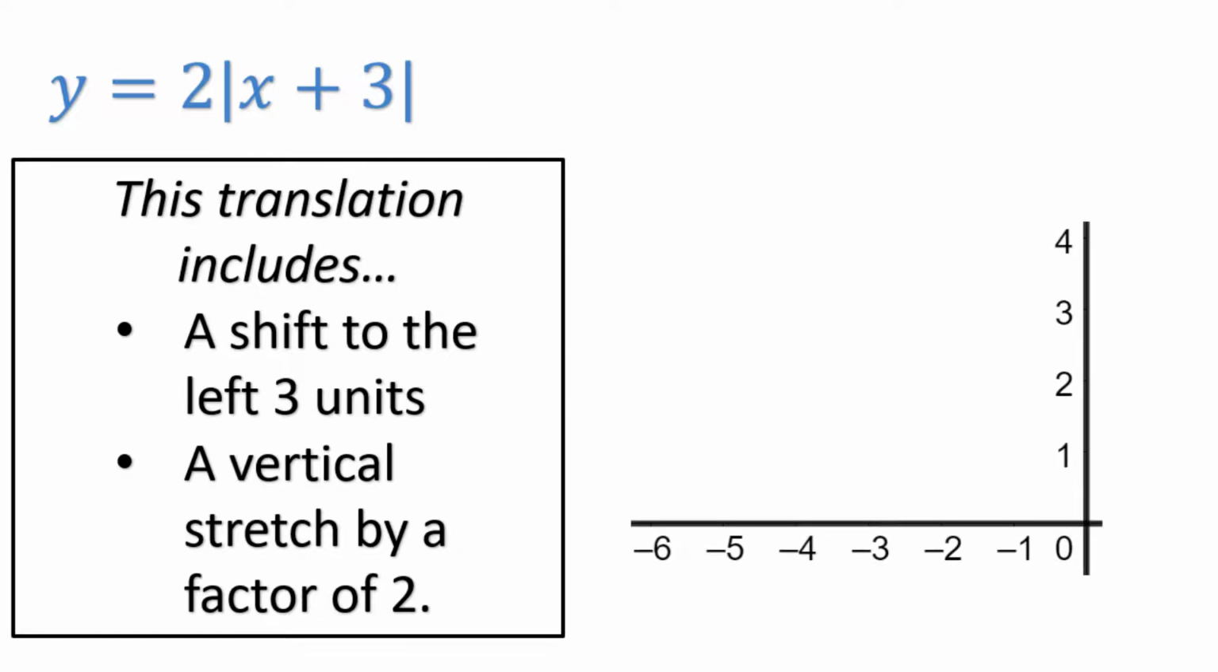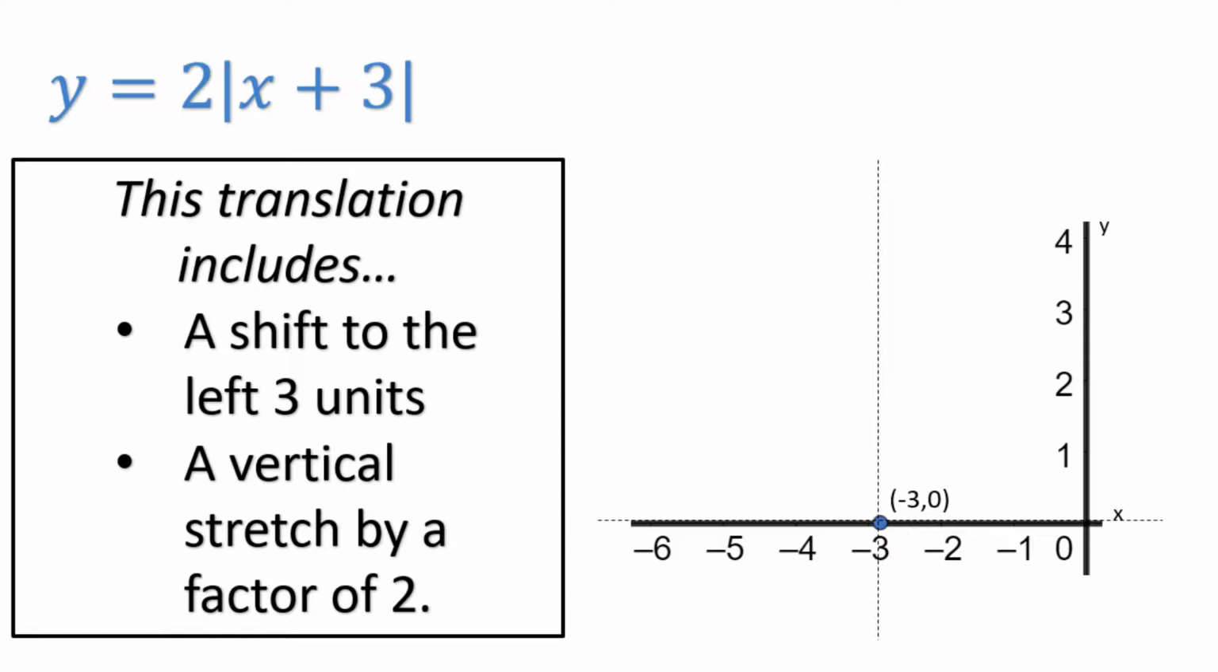The first thing I always like to deal with is the horizontal or vertical shift. In this case, we have a horizontal shift of 3 units to the left. So instead of 0, 0 on our graph, we have to move 3 units to the left to get to negative 3, 0. So our new pretend origin, and also one of the points on the graph, is negative 3, 0. Now we need to take care of the vertical stretch.